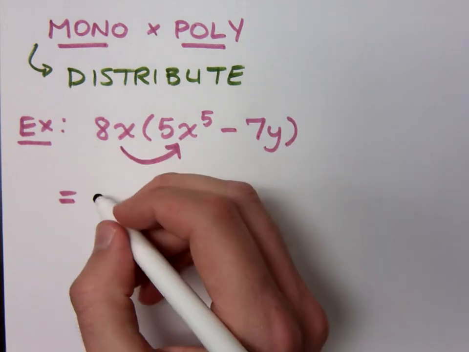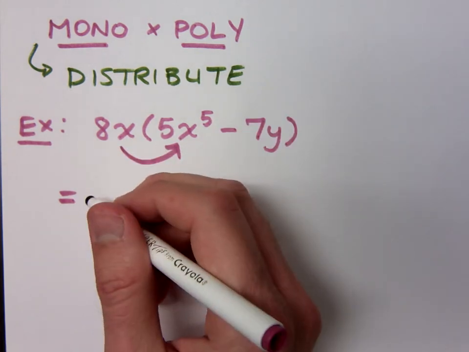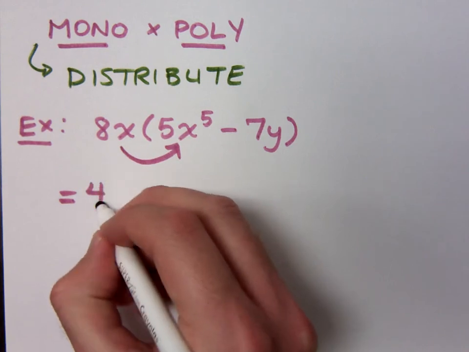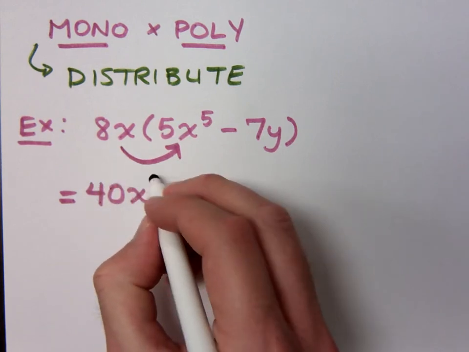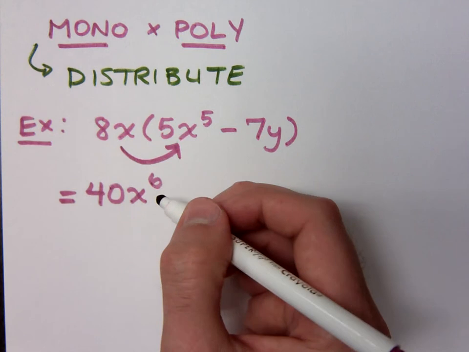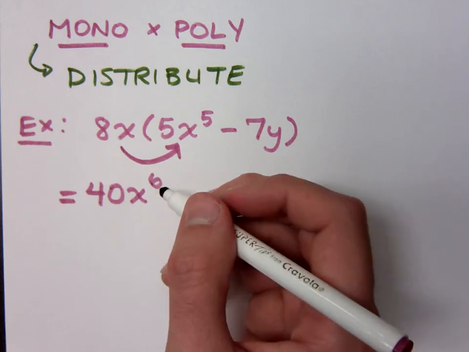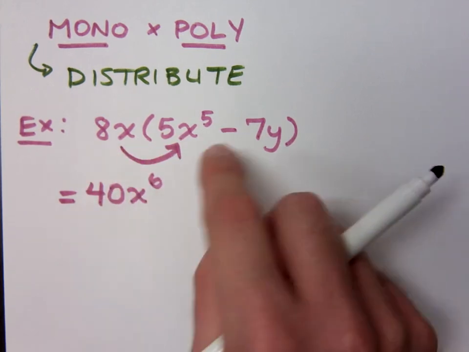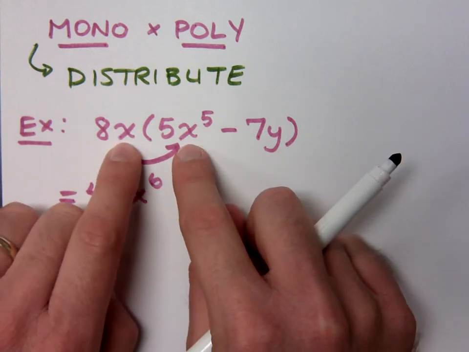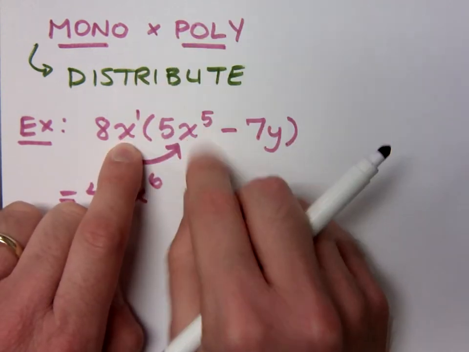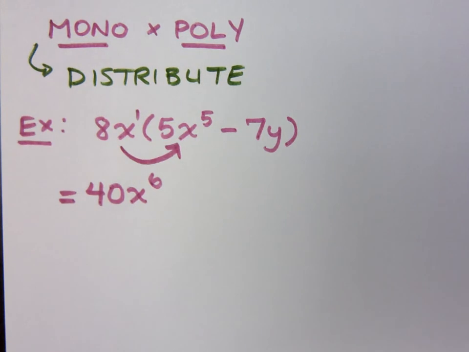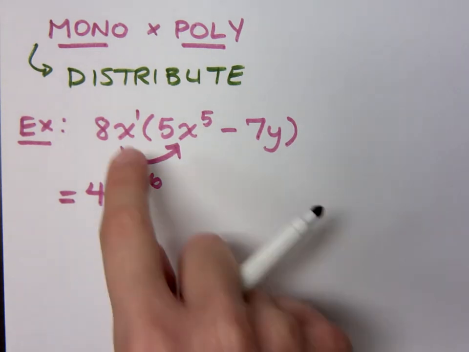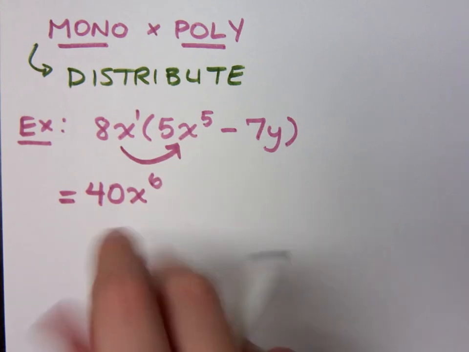40x6? Is that a football play? 40x to the 6th. Oh, x to the 6th. Yes, because 8 times 5 is 40. How many factors of x do you have here? I've got 1 and I've got 5. That gives me 6, right? When you understand what exponents mean, it's not like, oh, I forgot the property. You know that an exponent is how many factors of that guy you have. So I've got 1 and 5 factors, 6 factors altogether.